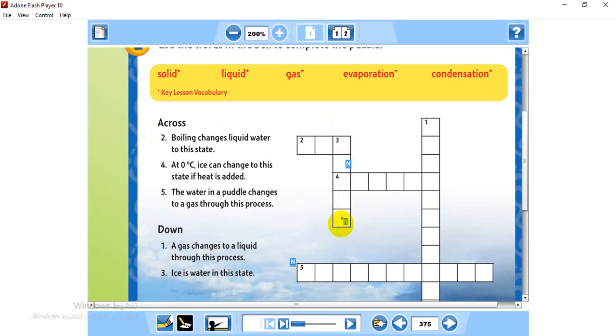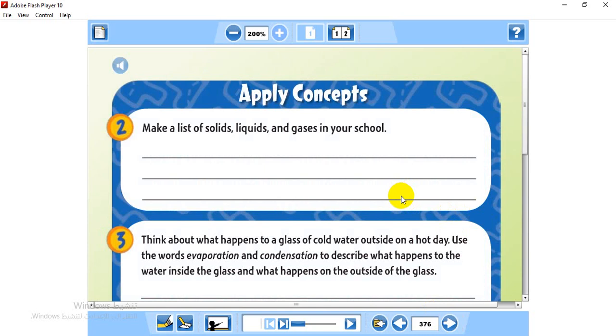S-O-L-I-D. Okay, guys, it's so easy. Okay, let's go to the next page, and this is the last page, I think. Okay, here.